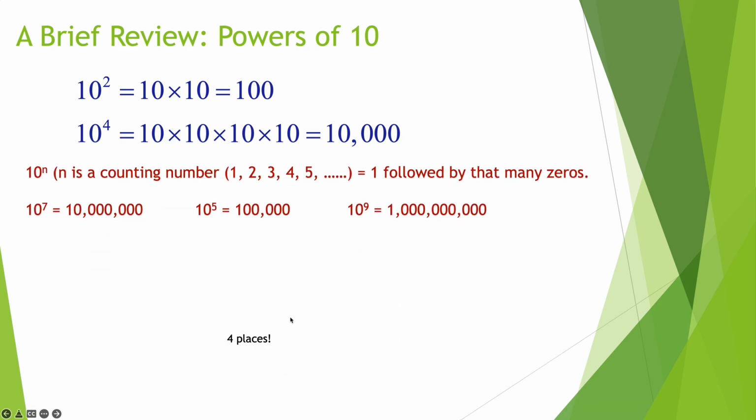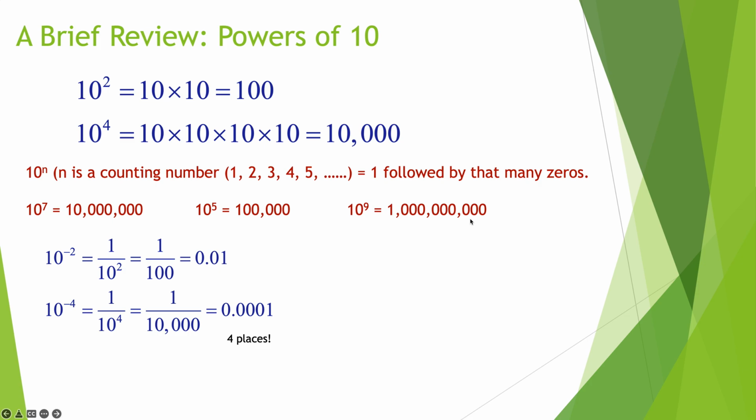So what you notice here is that if 10 to the n is a counting number, like 10 to the first, 10 to the second, third, and so on, the answer is going to be 1 followed by that many zeros. See, 10 squared had 2 zeros. 10 to the fourth had 4 zeros. So 10 to the seventh has 7 zeros, so that'd be 10 million. 10 to the fifth has 5 zeros, so that's 100,000. 10 to the ninth is a billion because it's followed by 9 zeros.